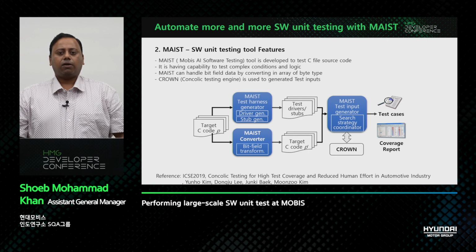However, MIST offers a solution to address these limitations through its support for symbolic bit field handling and function pointers for the SMT solver. MIST comprises 3 essential components: test harness generator, which includes the test driver and the test stub, MIST converter, and MIST test input generator.